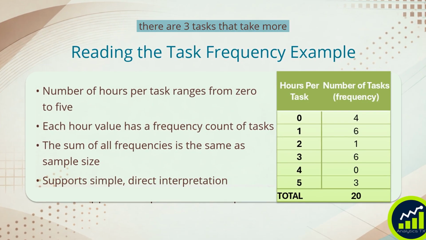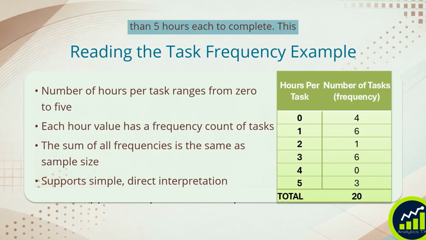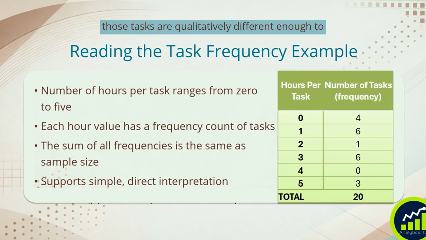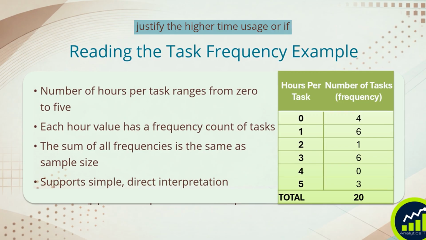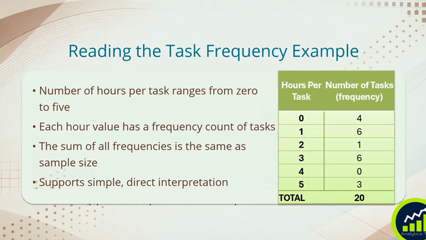It is quite obvious here that there are 3 tasks that take more than 5 hours each to complete. This should trigger a review to determine whether those tasks are qualitatively different enough to justify the higher time usage, or if there is an underlying cause that needs to be investigated.